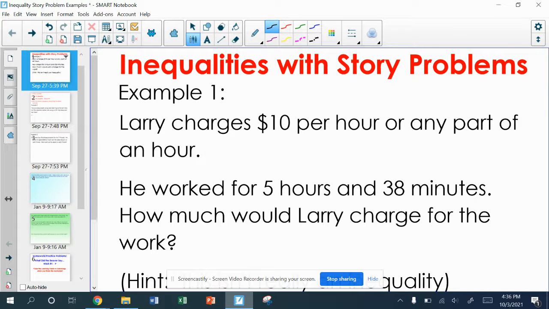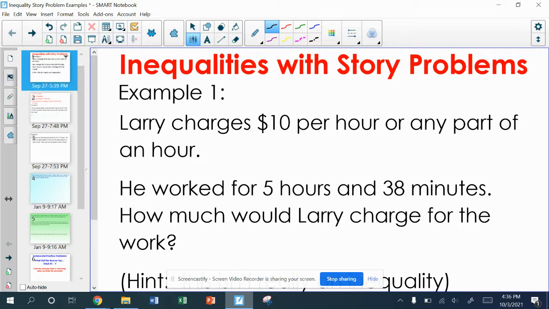Hello again, math students. We are going to spend one more day today talking about working with inequalities, and specifically today we're going to be looking more at story problems and word problems, but part of your assignment is just solving inequalities just like we were doing in the last lesson.